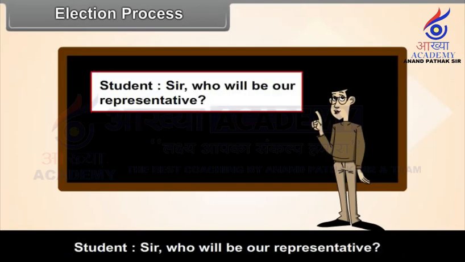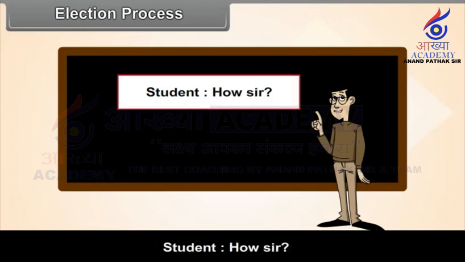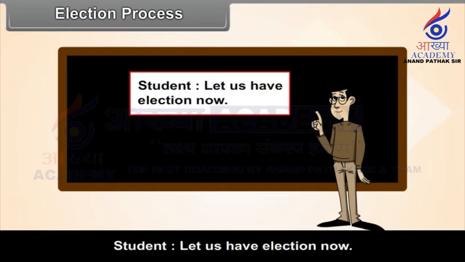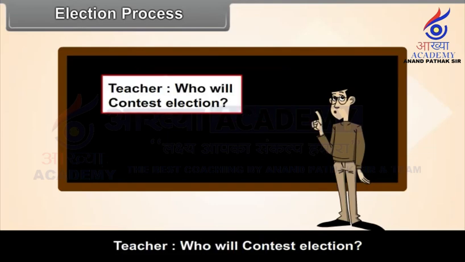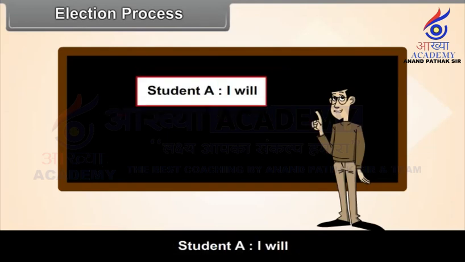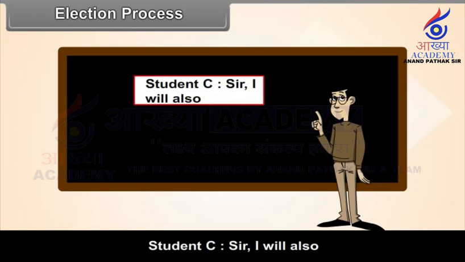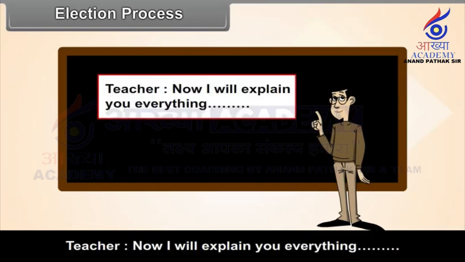Student: Sir, who will be our representative? Student: How, sir? Teacher: You all will vote, and the student who gets the maximum number of votes will be declared as your representative. Student: Let us have election now. Teacher: Who will contest the election? Student A: I will. Student B: Sir, I will. Student C: Sir, I will also. Teacher: Now I will explain everything to you.